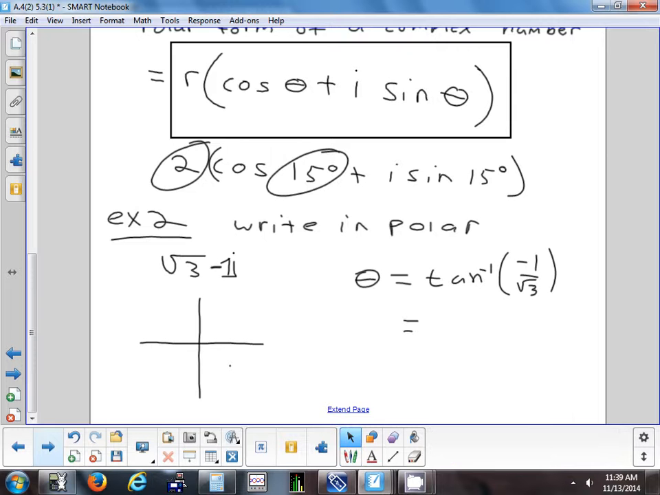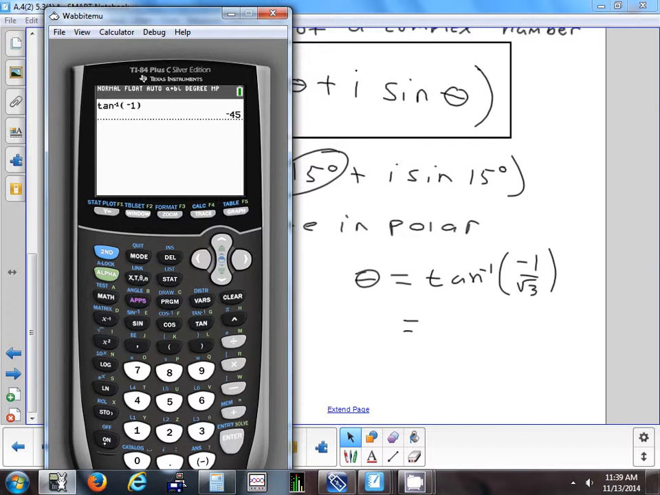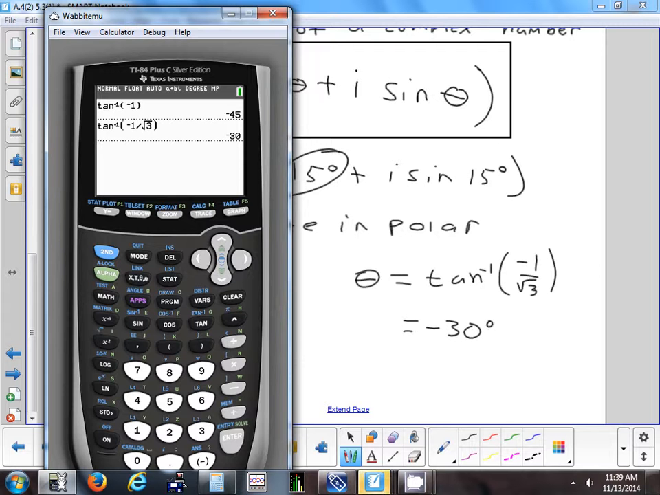Let's see what we get for an angle. So, inverse tangent of negative 1 divided by square root of 3. Keep your calculator in degrees. We'll get a nice answer. We get negative 30. Same trick, if I asked you to write it as a positive, you could just add 360, and you get 330.